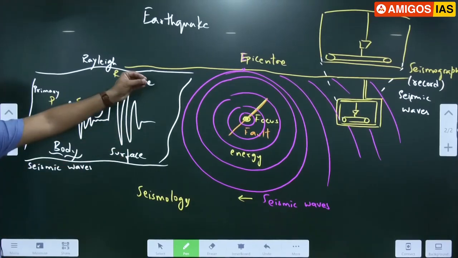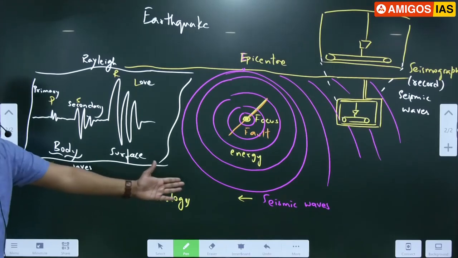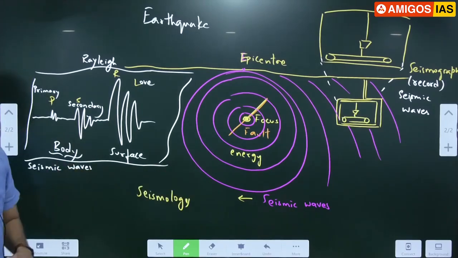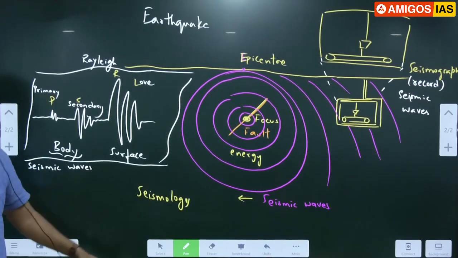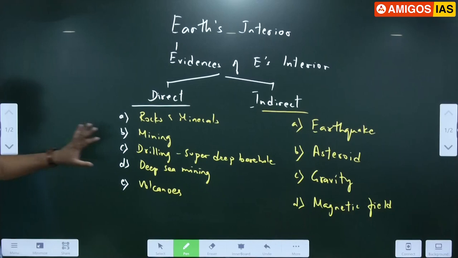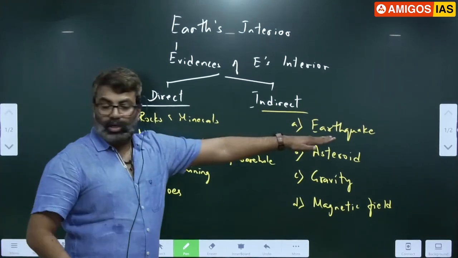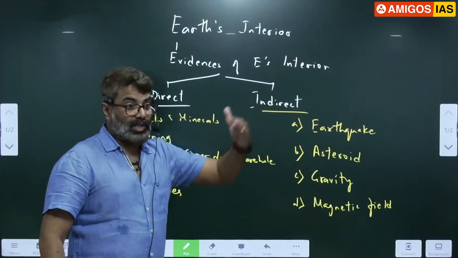What is it? Focus, epicenter, you know. What is seismology, you know. Study of earthquake. What are seismic waves, you know. That much is enough. The energy passing through the rocks is called seismic waves. The waves that travel through the rocks are seismic waves. Can I continue? So the first topic, all of you know, is the indirect way of ascertaining the earth's interior. So this will help us to know what is happening within the earth.